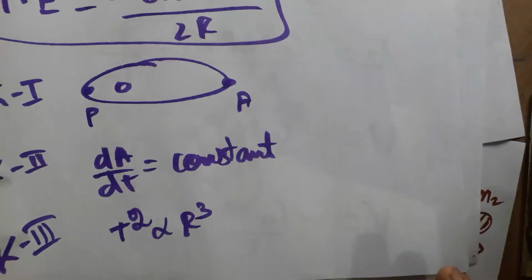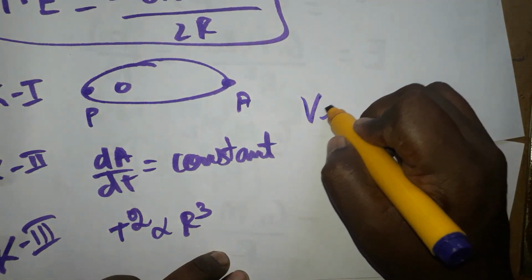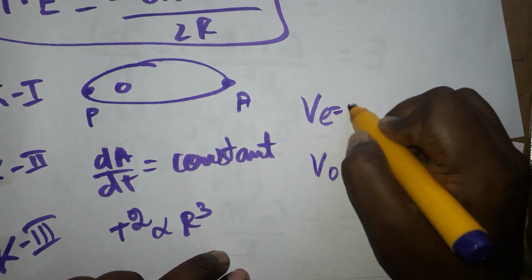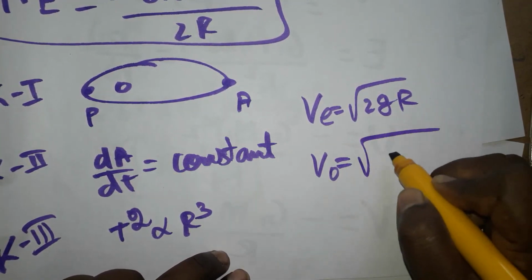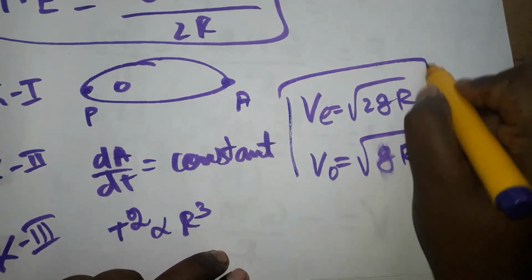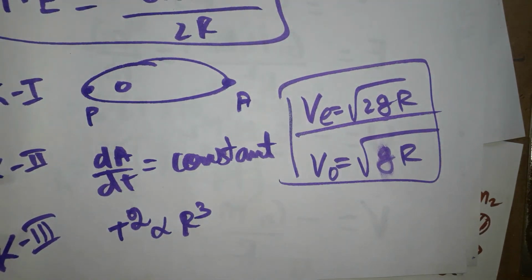Yeah, I forgot to write escape velocity and orbital velocity. Escape velocity is root 2 times gr, and orbital velocity is root gr. These are the very important formulas based on gravitation.